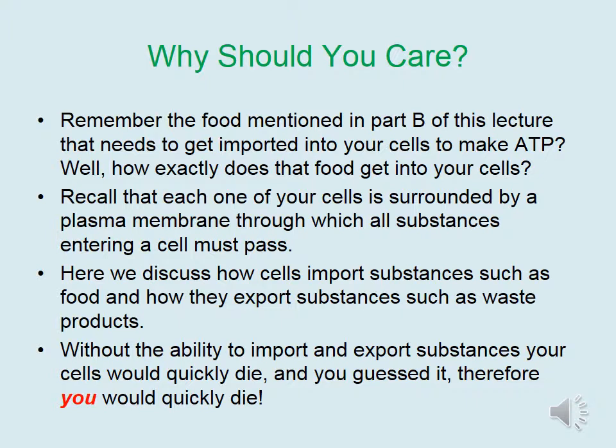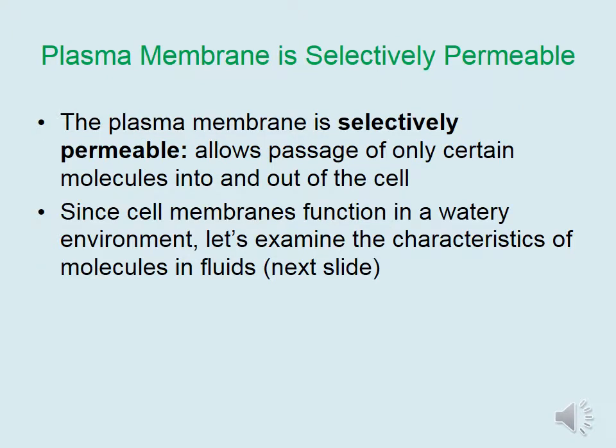products. Without the ability to import and export substances, your cells would quickly die, and you guessed it, therefore you would quickly die. The plasma membrane is selectively permeable. Selective means choosy, and permeable means getting through. Therefore, the plasma membrane only allows the passage of certain molecules into and out of a cell.